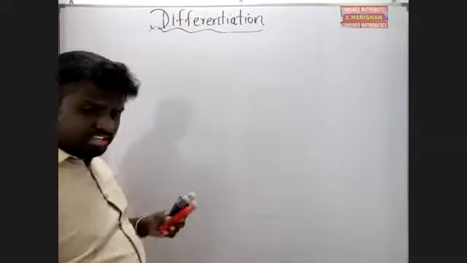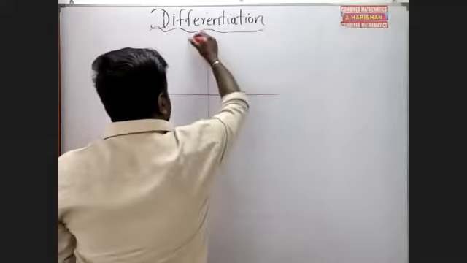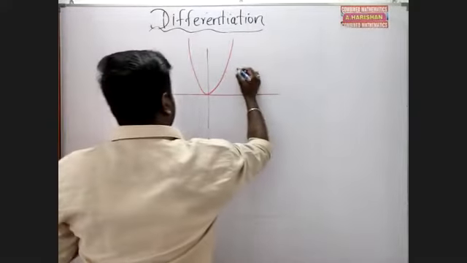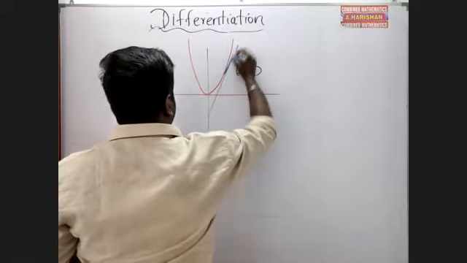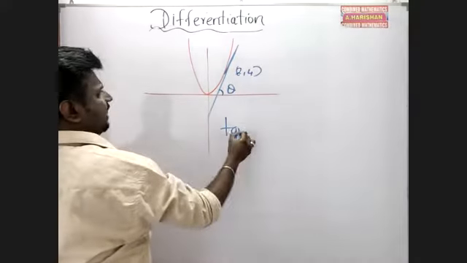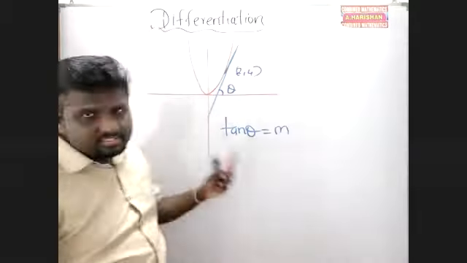So what happens in this case? This is y equals x squared. We said there is a point (2, 4). You draw the tangent, and this is angle theta. We found tan theta, and that is m. So that is the normal way.